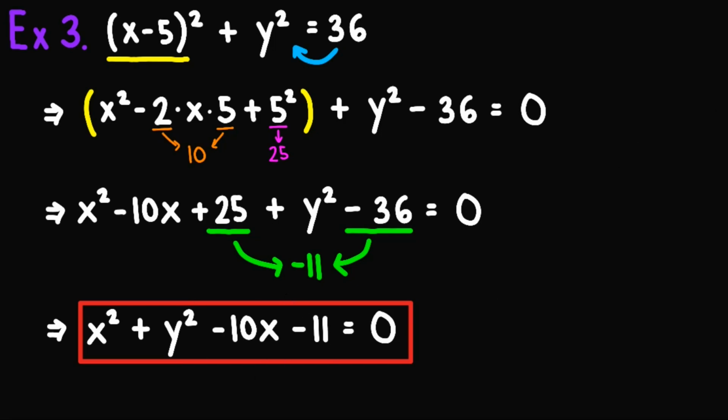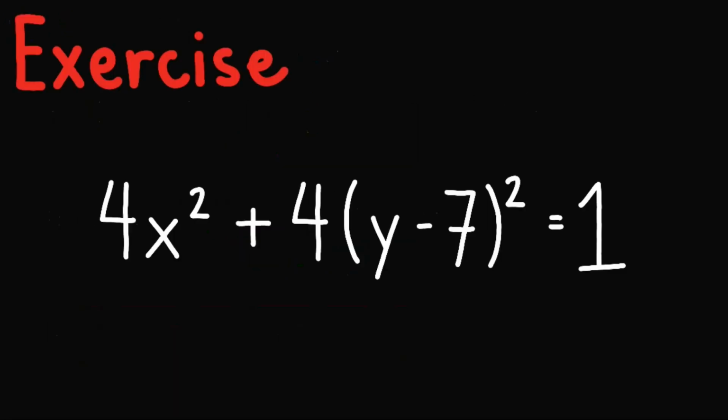And so that is how we convert the center radius form of a circle to its standard form ax squared plus bxy plus cy squared plus dx plus ey plus f equals 0. So to formally end this, here's an exercise that you can work on. So here we have 4x squared plus 4 times quantity y minus 7 squared equals 1.